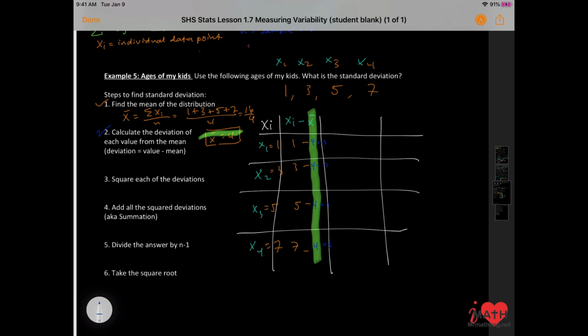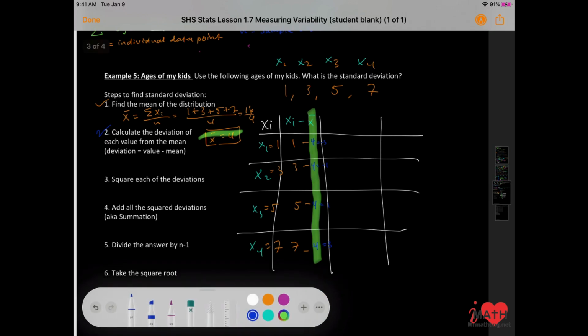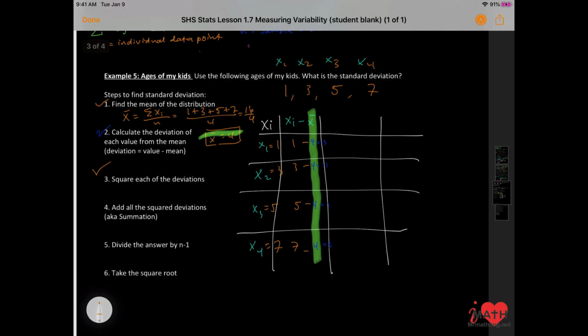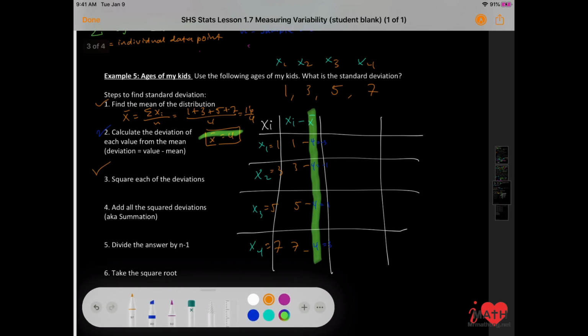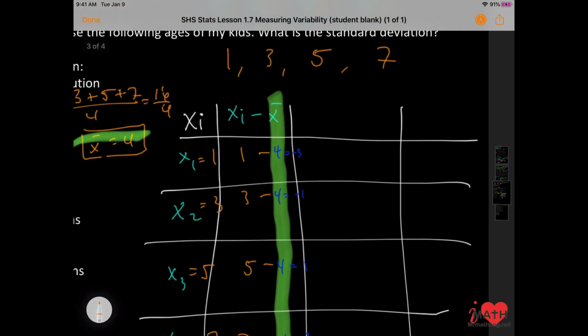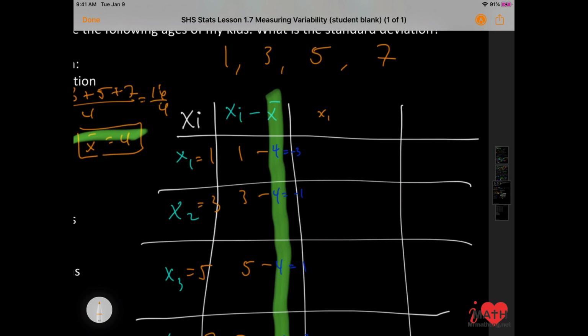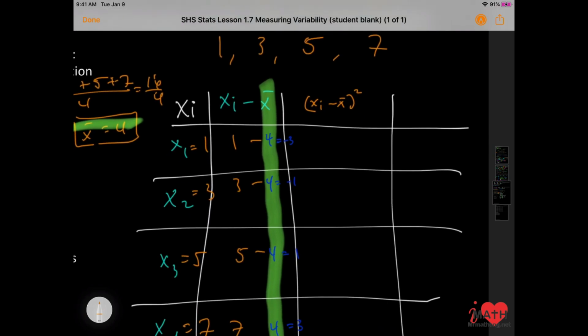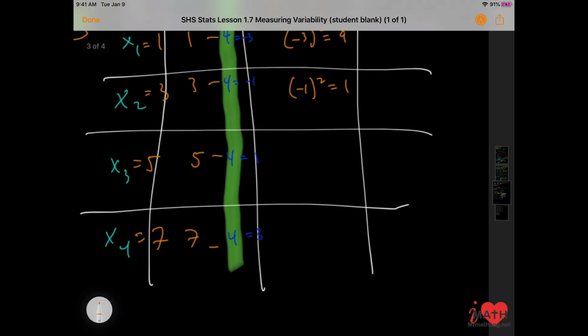Okay. Square each of the values now. So I'm going to write out the formula, and you're basically just taking these values, we just subtracted them, and now we're going to square them. Okay, so let's square them. So I have -3 squared, which is +9, -1 squared, which is 1. 1 squared, 1 times 1 is 1. And 3 squared is 9. Okay?